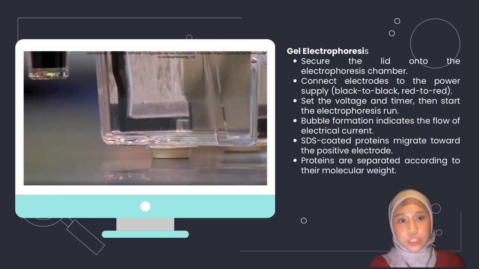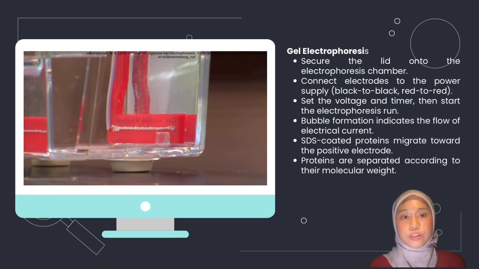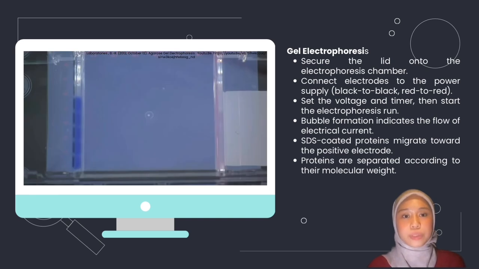At the positive electrode, oxygen gas is produced, while hydrogen gas is produced at the negative electrode. The electric field causes the negatively charged protein coated with SDS to migrate toward the positive electrode. SDS gives each protein a similar negative charge to mass ratio, allowing separation mainly based on molecular weight.